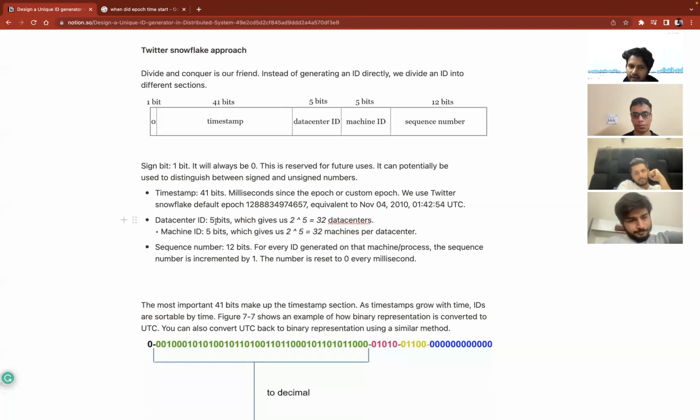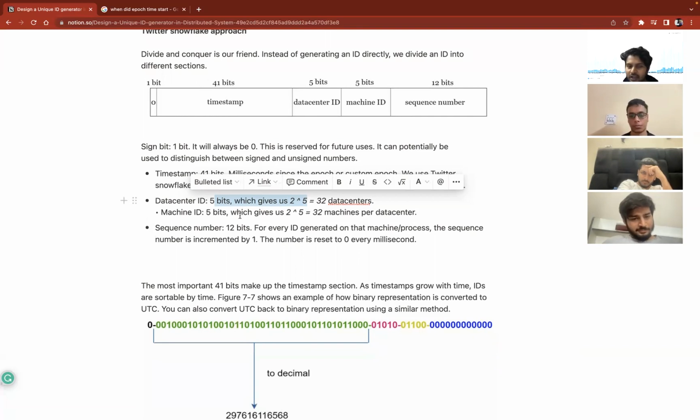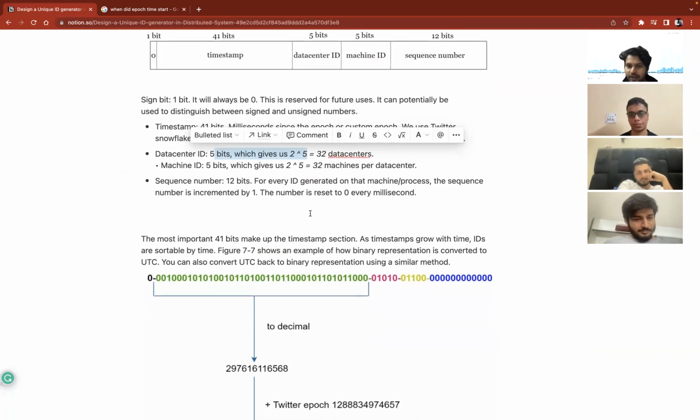Second is data center ID. Let's say for them, this is how you can debug. The author did this by simply saying that they have saved 5 bits, so they can have a maximum of 32 data centers because 2 to the power 5, correct? And they have 5 bits per machine. For every data center, they can have a maximum of 32 machines, correct? Simple. This is the unique identifier.